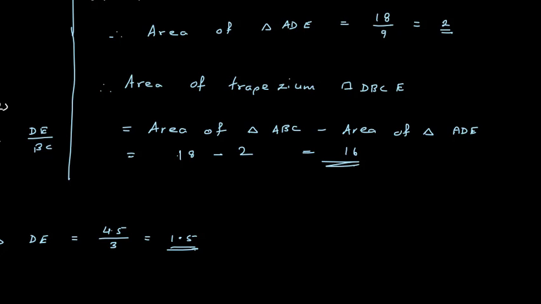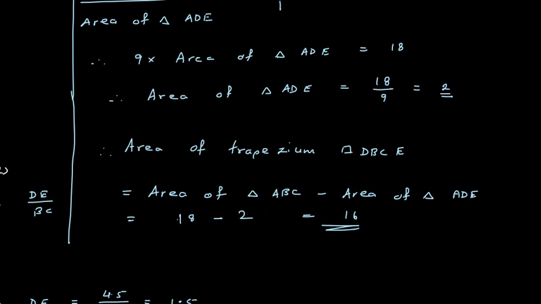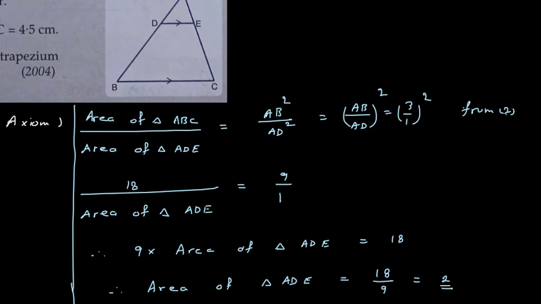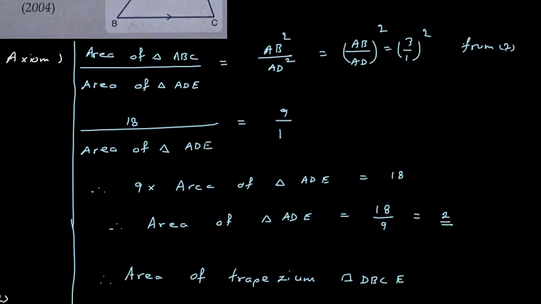So you get area of trapezium. So find the area of trapezium. So area of trapezium you get as 16. Now what will be the unit? It is 16 centimeter square. All the dimensions are in centimeter. So area of trapezium will be 16 centimeter square.